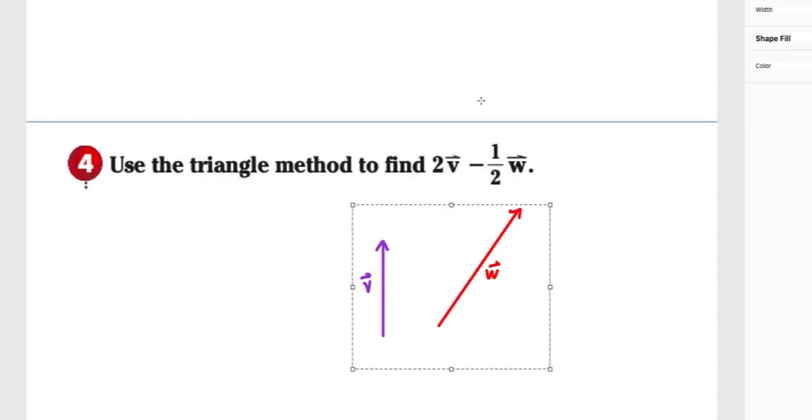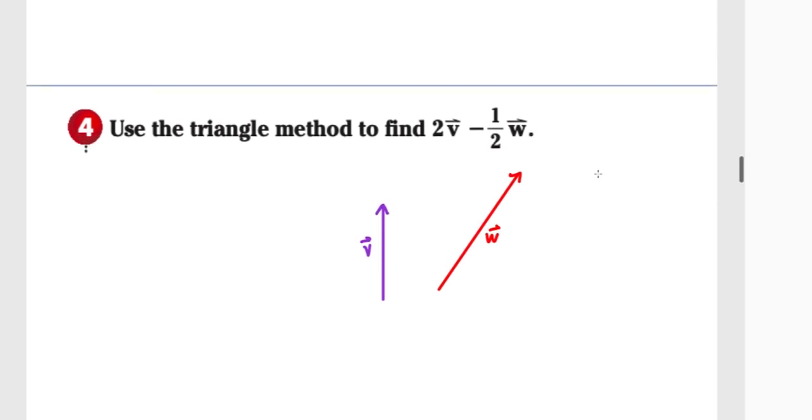So here in example 4, we're going to use the triangle method to add up these two vectors. And these are made up vectors that I have that are similar to the ones in the text, but they are not the same. So here's what we have. We have 2v, and then we have -1/2 w. So there's a whole lot going on here. Let's think about what that means.